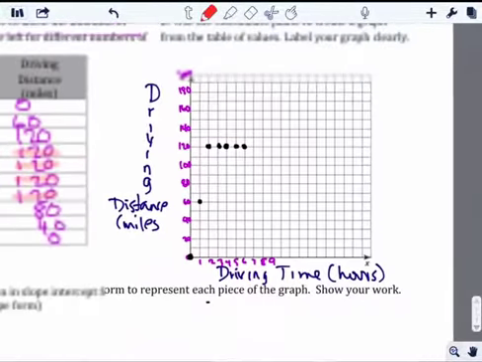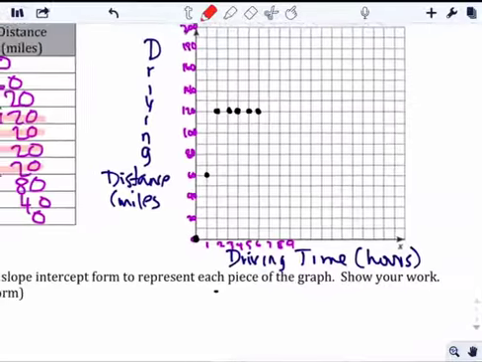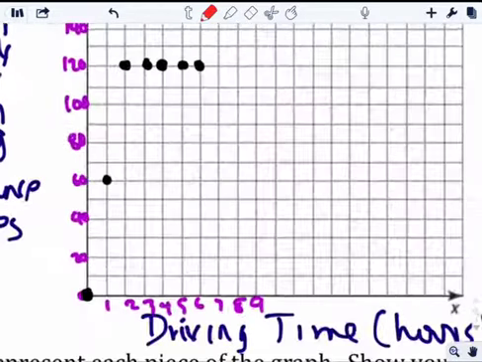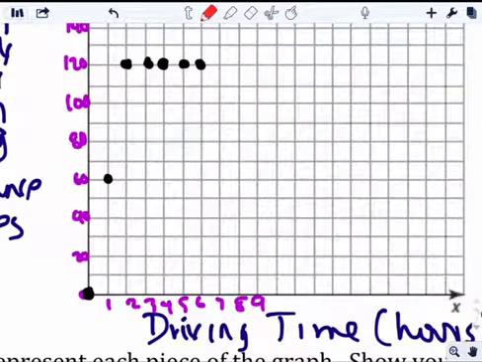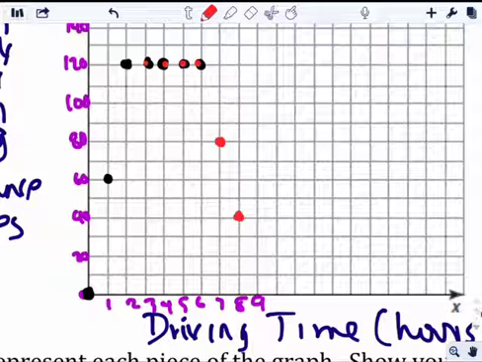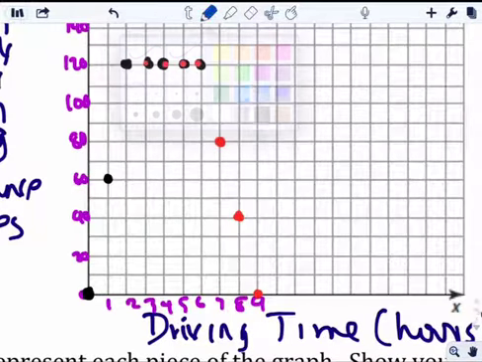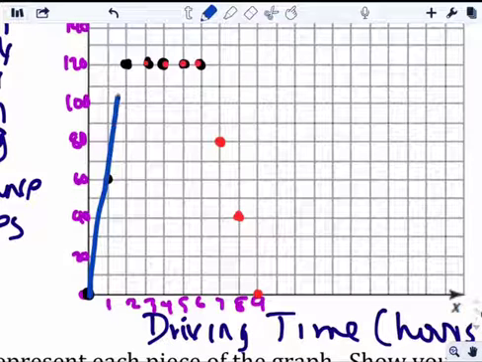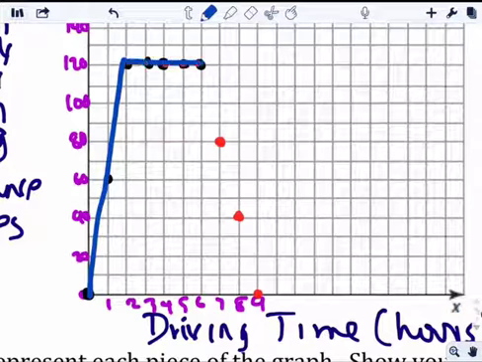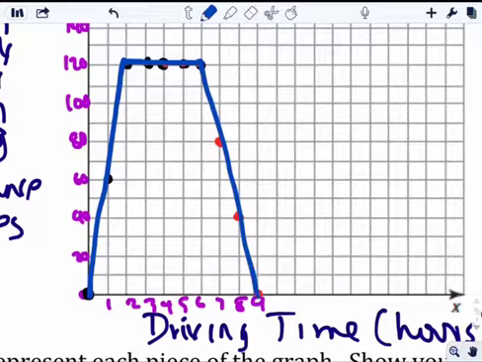Okay, 7 is at 80. There's 1, 2, 3, 4, at 4 hours there, 1 hour. And then 8 at 40, and then 9 at 0. Okay? Draw that like that, like that.